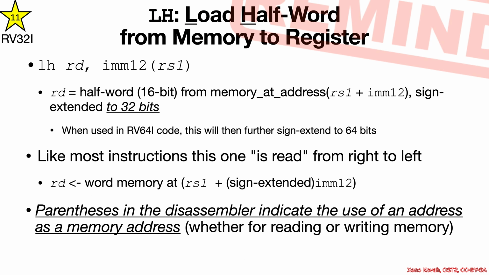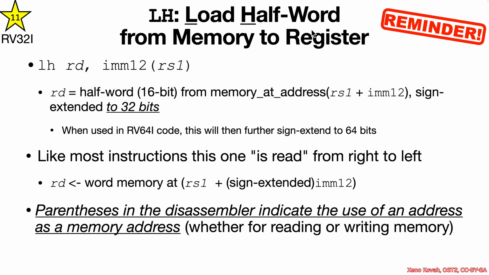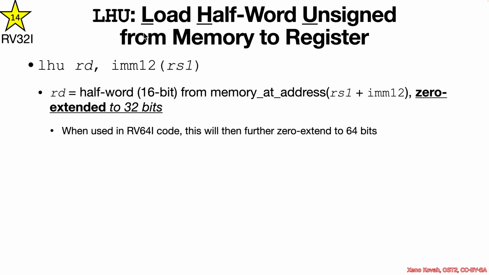Now, as a reminder, in the previous section, we saw LH load half word, and it took an immediate, added it to the register, and then loaded the value from memory, a half word value from memory, into the destination register, and ultimately sign extended it to 64 bits. Therefore, it should be relatively easy for us to understand LHU, because this is now load half word unsigned. So unsigned from memory to register. So the key difference is it's going to do 0 extension instead of sign extension, because it is treating that 16 bits as an unsigned value.